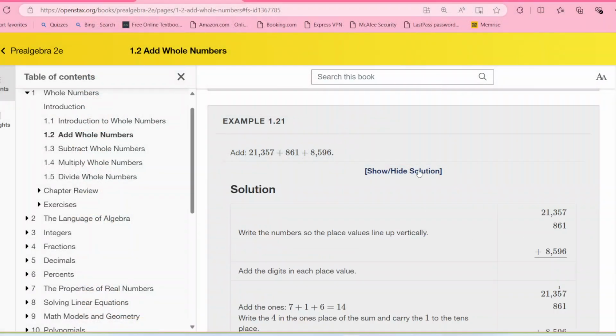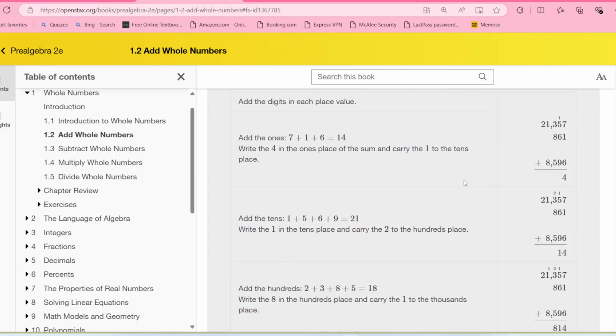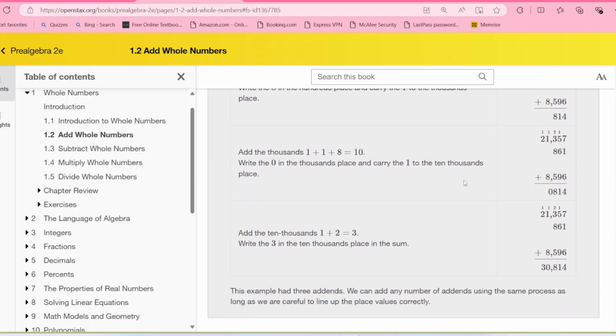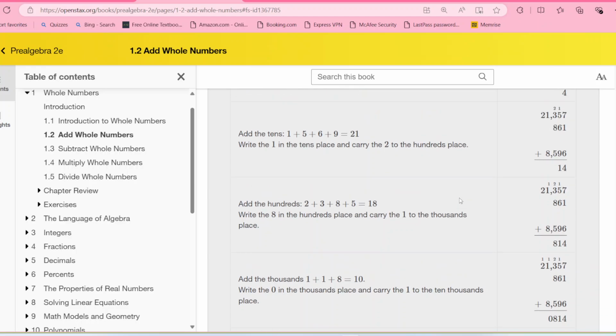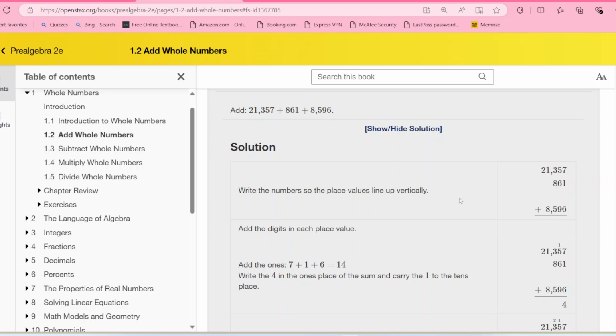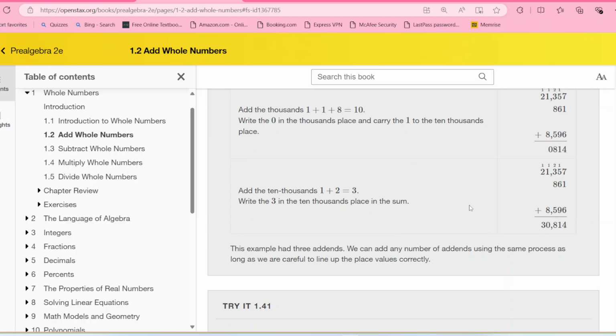Let's look at what they're showing us here. So you see how they did the thing where they stacked them all. That second method I showed you. See how they're carrying the 2 sometimes in that one place? So yeah, they did that second method where they stacked all 3 of them, line up place values, and then start with the ones and add them up to 30,814. Yeah, so this example had 3 addends.